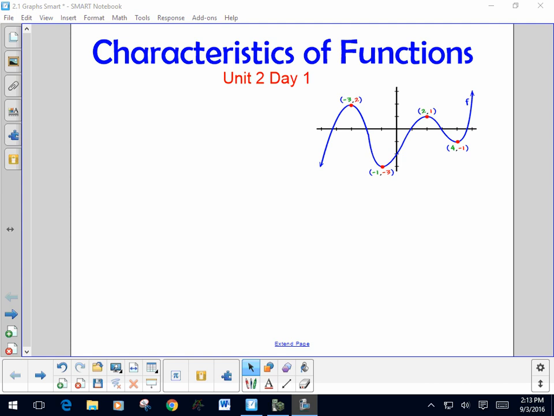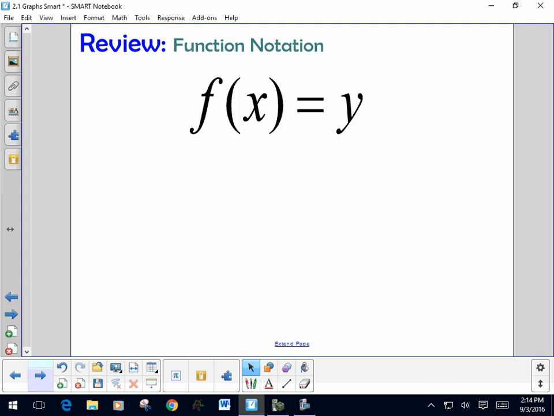So the test for Unit 2 will be, depending on if you're A or B day, September 19th or 20th. Today we'll be focusing on the characteristics of functions. We'll be looking at graphs, and before we start though, I wanted to do a quick review of function notation.